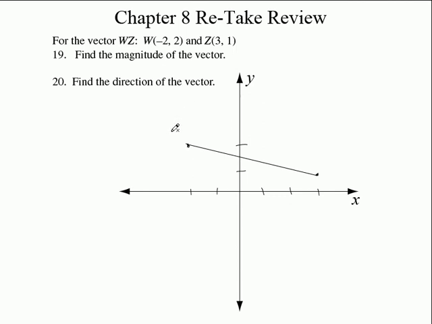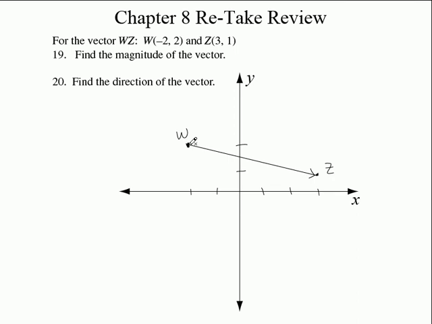Let's name them. That's W. This is Z. So your vector goes from here. This is where it starts, and it ends right here. I'm going to put an arrow because it goes in that direction. Starts from W and goes to Z. That's very important because it's vector WZ. Find the magnitude of the vector. To find the magnitude means the length of it, how long that vector is.